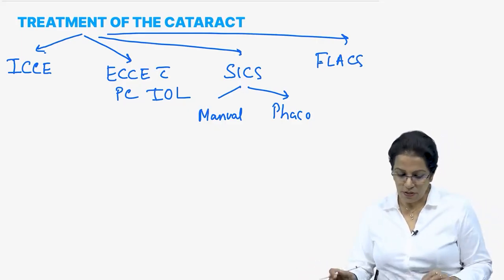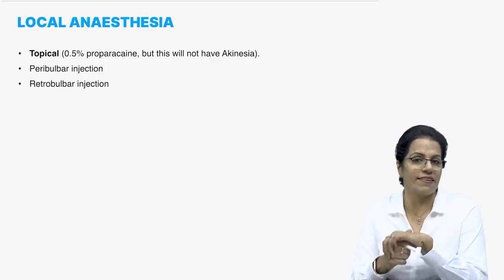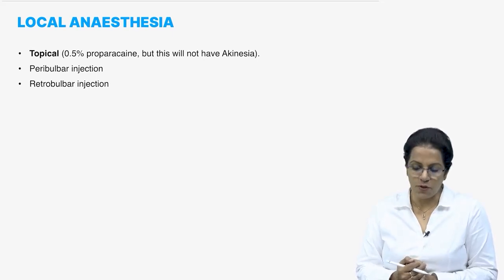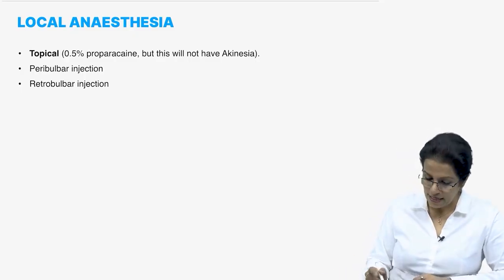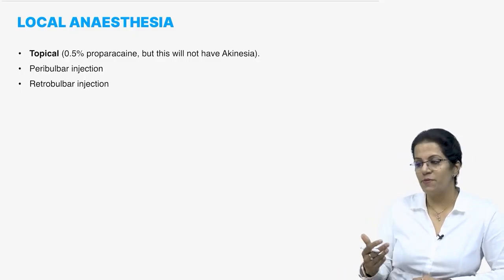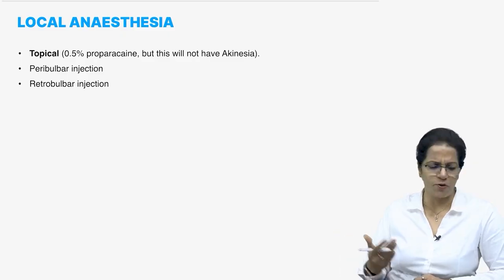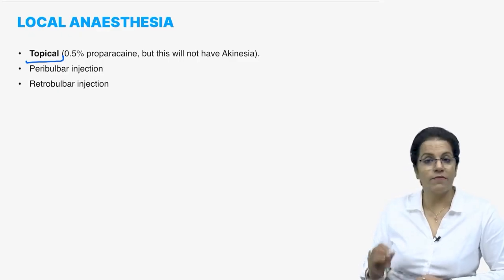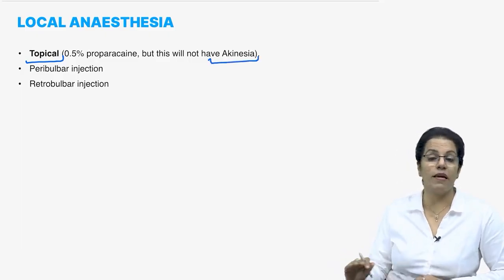Before I go to all this, once you know the different types of cataract surgeries, of course we are going to take each and every type in detail. Of course, before the surgery we give anesthesia. So what is local anesthesia and what are the different ways you can give it? We have to know this. Majority of the time, if I am doing a phacoemulsification, it all depends on whether your patient is cooperative or not. We can generally prefer topical. When you give topical, remember the akinesia is not gone. That means the patient can still move his eyes. It's only the pain which is gone.